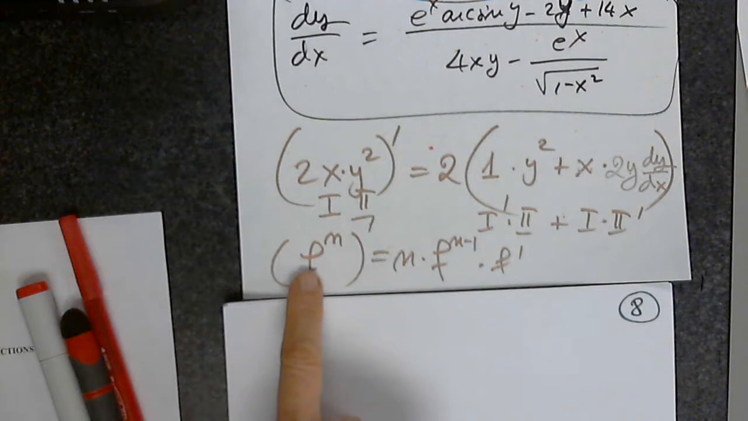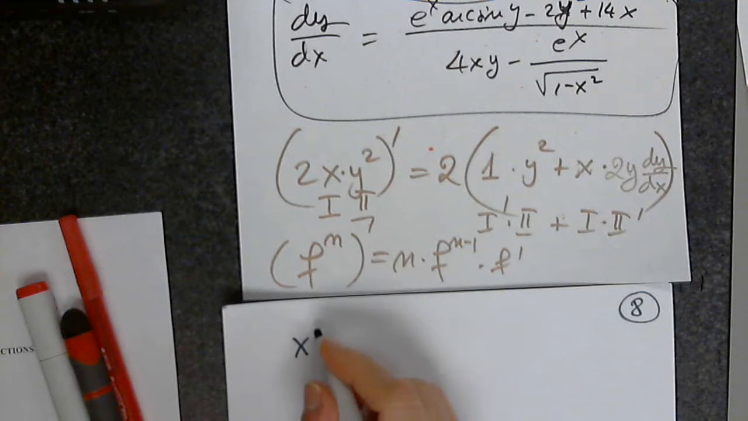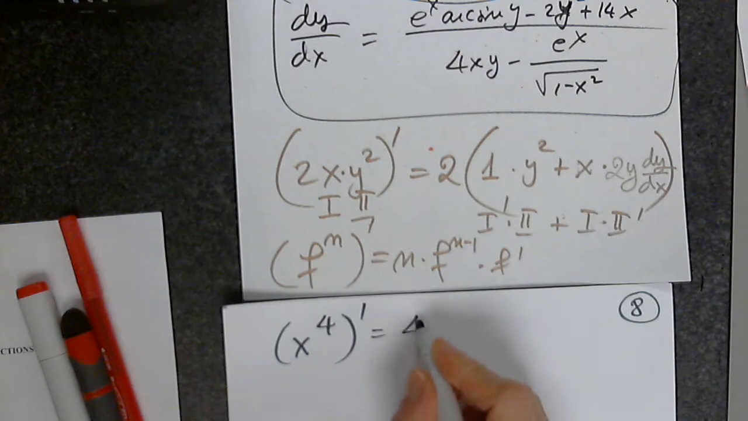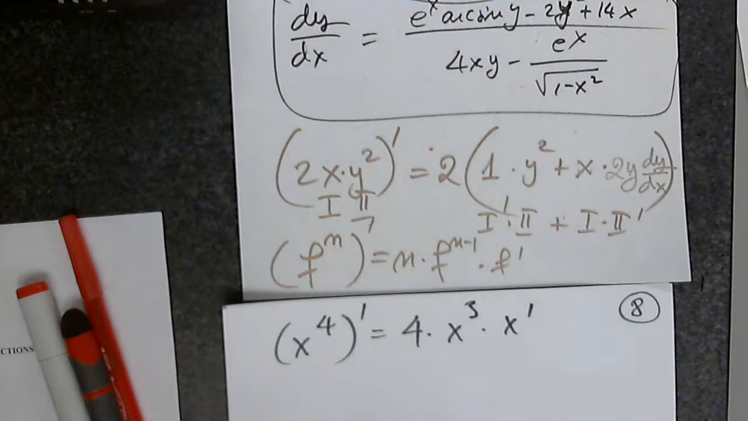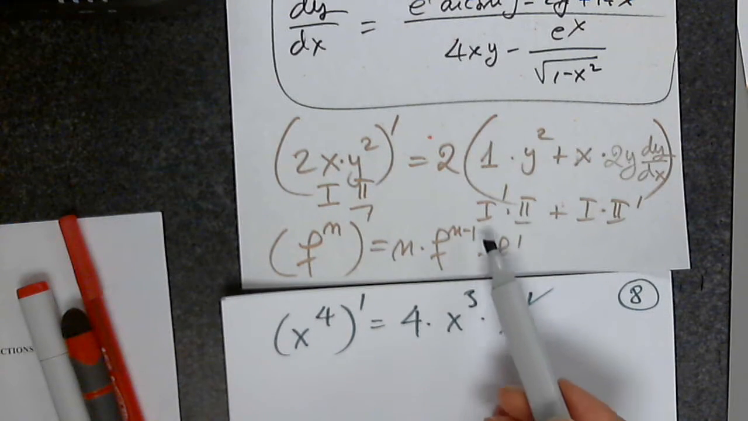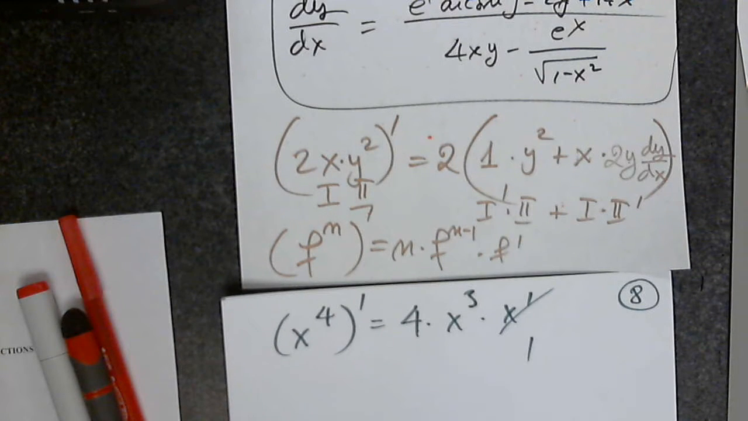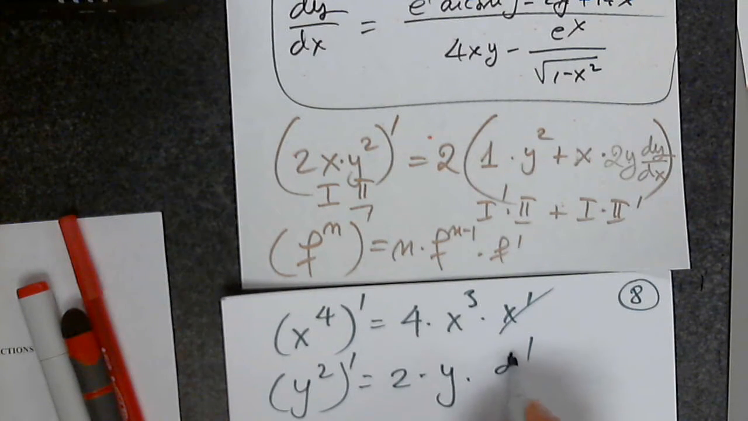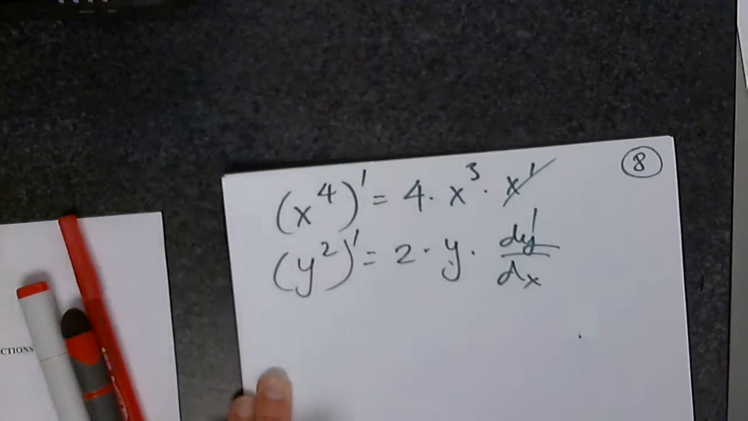Okay, so if I have x to the 4th power prime, I have 4 times x to the 3rd times x prime. But x prime is 1. That's why we don't write it. So if I have a function raised to the nth power, I have n f to the n minus 1 times the inner function prime. So that's why y squared prime is 2 times y times dy over dx, 2y dy over dx. It's a combination of power rule and chain rule.